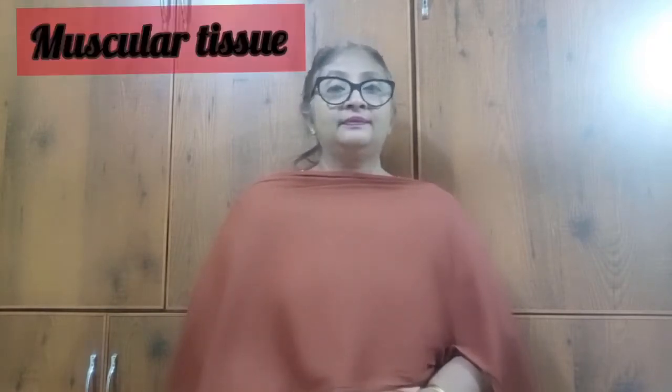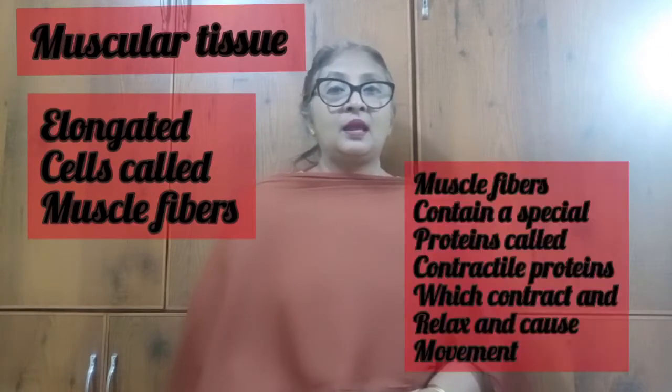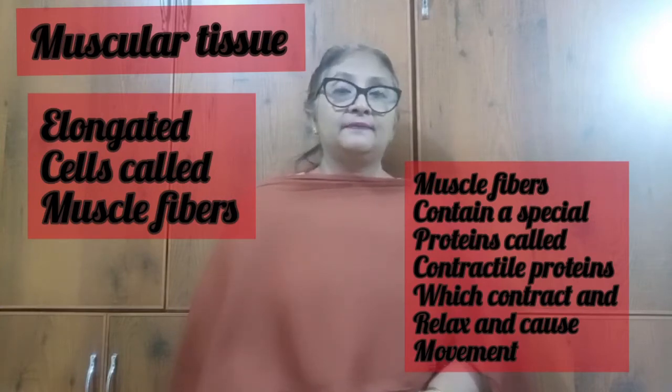Hello students, let us continue with the chapter tissues, but here we will be discussing muscular tissue and nervous tissue. Muscular tissue is made of elongated cells known as muscle fibers. The muscle fibers are made of special proteins called contractile proteins which relax and contract, and thus movement occurs.